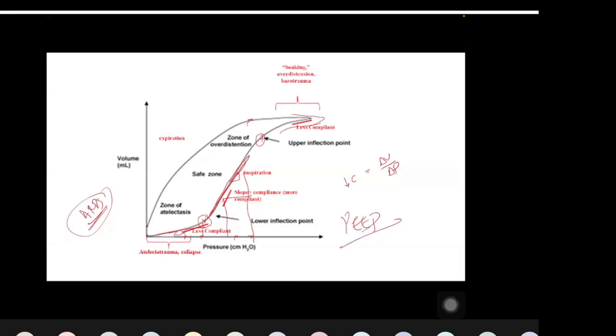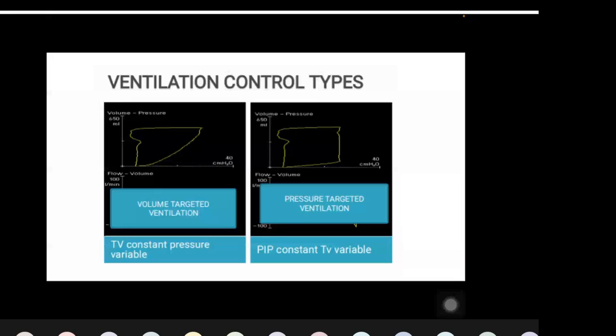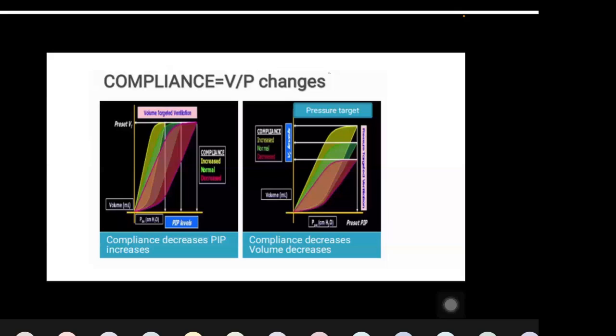Now coming towards the different types. In the case of volume control ventilation, we already know that tidal volume remains constant, but the pressure is the one that is changing. So the loop will appear like this: the volume will be constant, the pressure will be changing. Whereas in pressure target ventilation, the pressure will be constant and the volume will change. And this is an important diagram, the flow volume loop, that we have to understand.